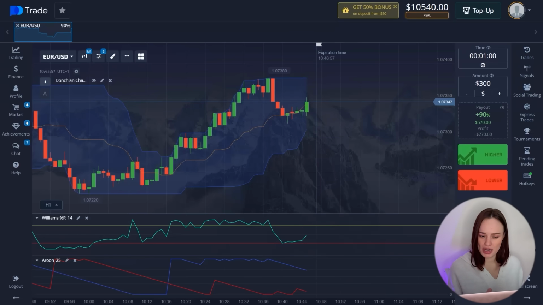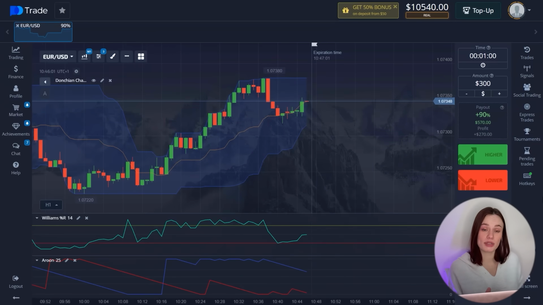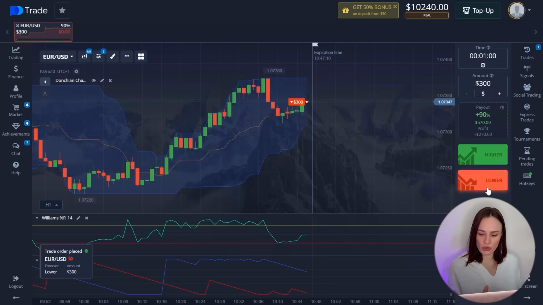So let's continue trading and assess the situational chart. The price is rising, but the Williams line is again taking a horizontal position. And this is a clear signal for reversal, so I open a deal to decrease by $300 for 1 minute and return to the conversation.